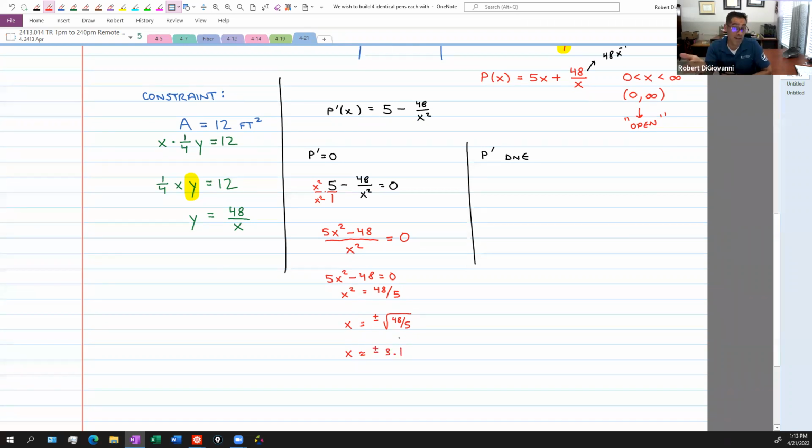Now I'm going to throw away the negative because remember, x has a restriction up here. We're only using positive x's. So x is approximately 3.1. That's our first critical number.